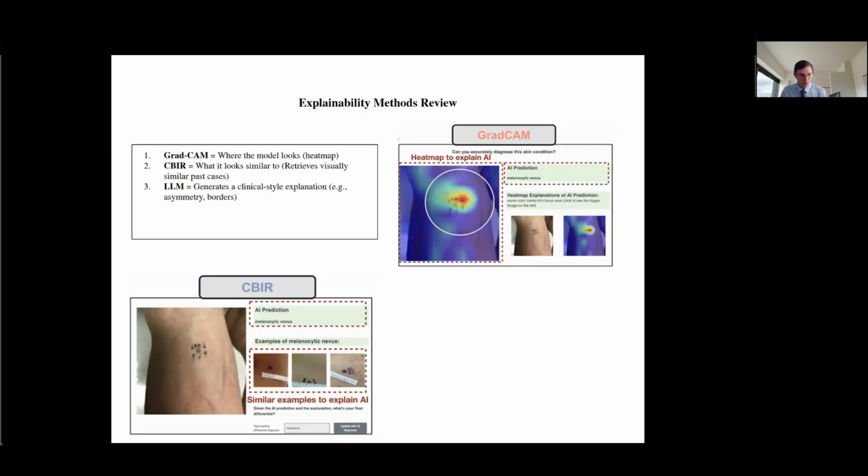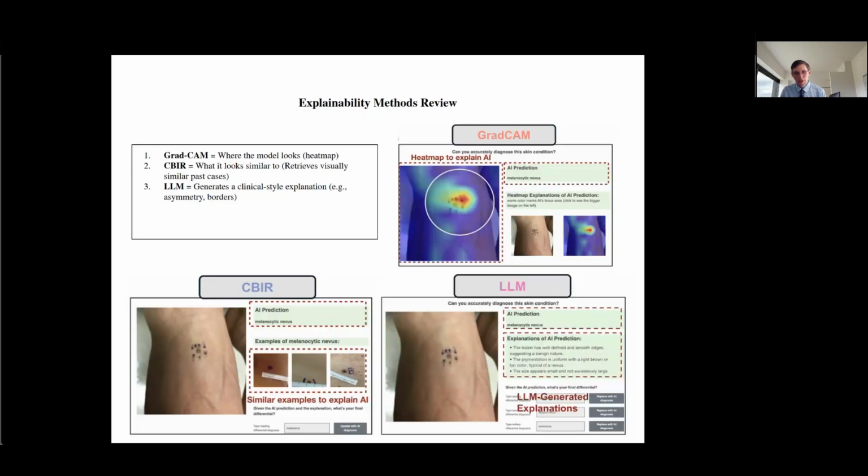analyzes the image, the lesion on the skin, and then it pulls from its history or from its memory similar clinical cases that look similar to the picture that they see right now. So what does the actual lesion look similar to? And then the third element, or the third explainability method, is an LLM.